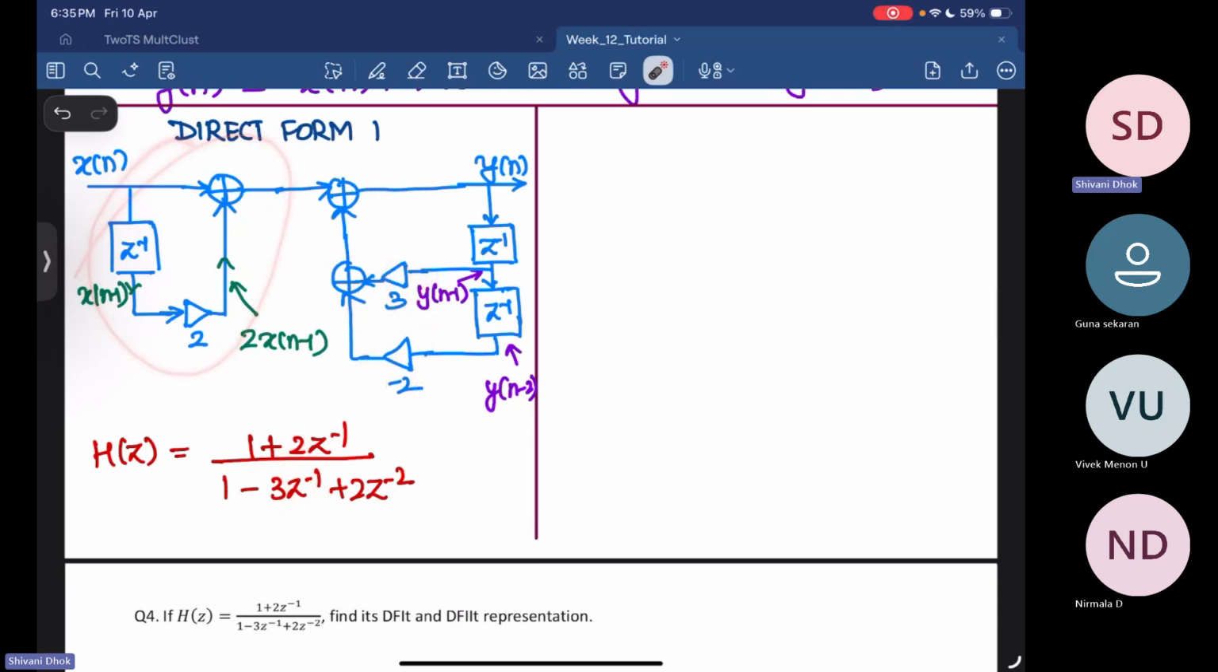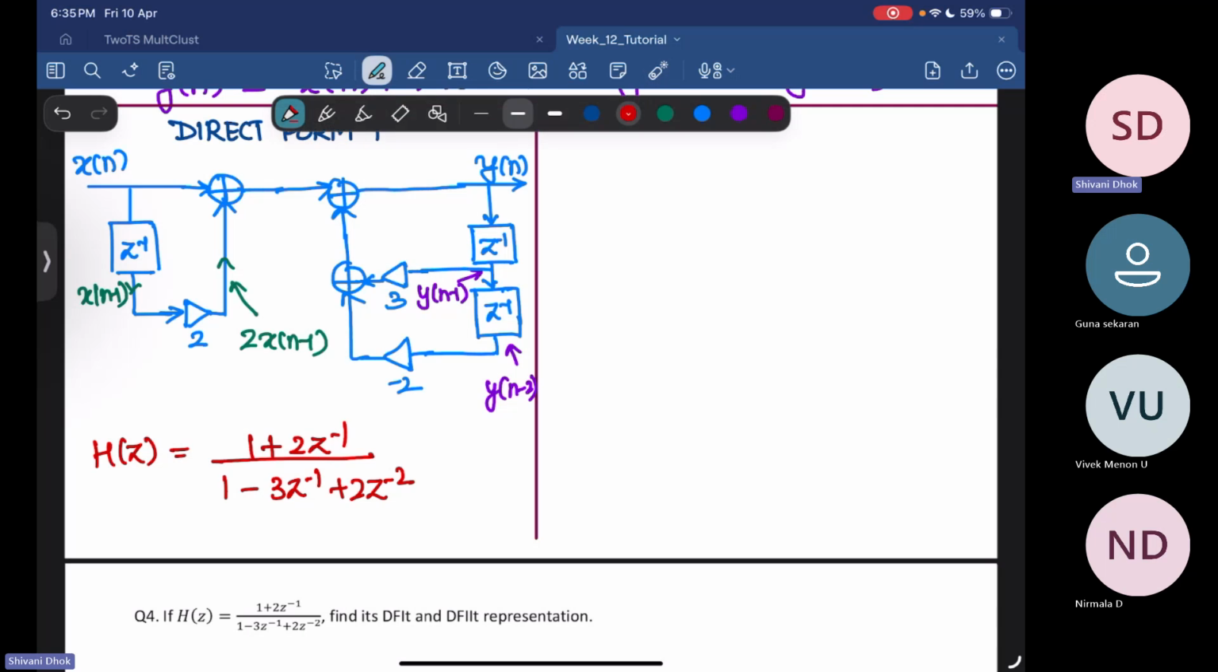And this particular part will model your numerator. So z inverse and the scaling applied to that z inverse. So now just by looking at this particular representation, you should be able to get back to your transfer function. So this is all about direct form 1 representation. Then you have the second representation, that is your direct form 2.